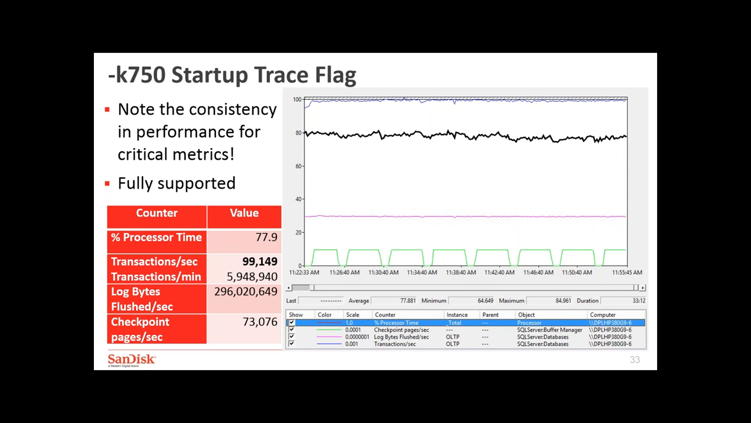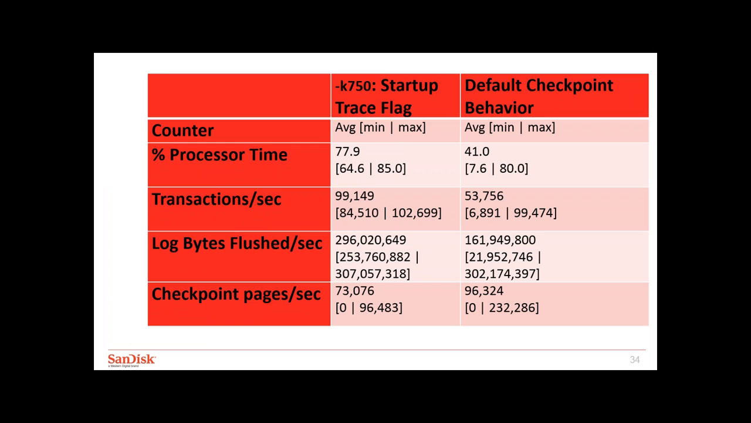So let's go to the next slide and look at those without reading the slide. Just basically look from the left column to the right column. And what are we looking at here? We see that in each and every one of these instances, the average value is far higher with the implementation of the startup trace flag than the default behavior. We're not going to dive into it, but the numbers in brackets are the min and the max. The range for the default behavior is far wider than the relatively minimal range for the startup trace flag, hyphen K 750. And by the way, what is 750?